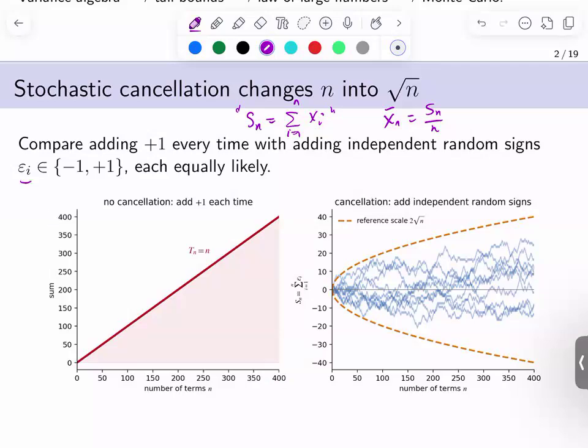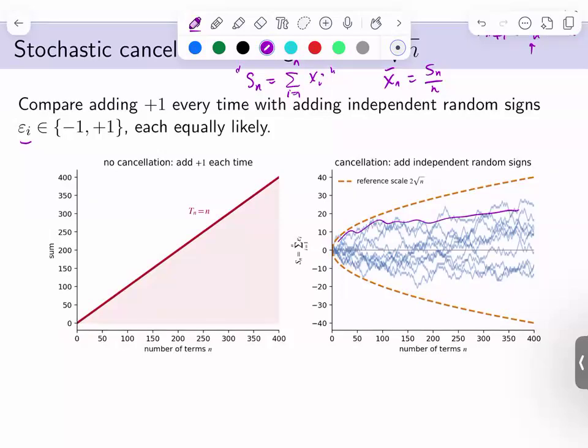But if they're minus 1 or plus 1 with equal probability, random and independent, when you add them you get what is called a random walk. Sn plus 1 would be Sn plus xn, so whatever you have, you add either plus or minus 1, and you can plot them as a function of n. Each one is a trajectory of this random walk. It fluctuates up and down, but it stays between roughly root n and minus root n, or a multiple of this.